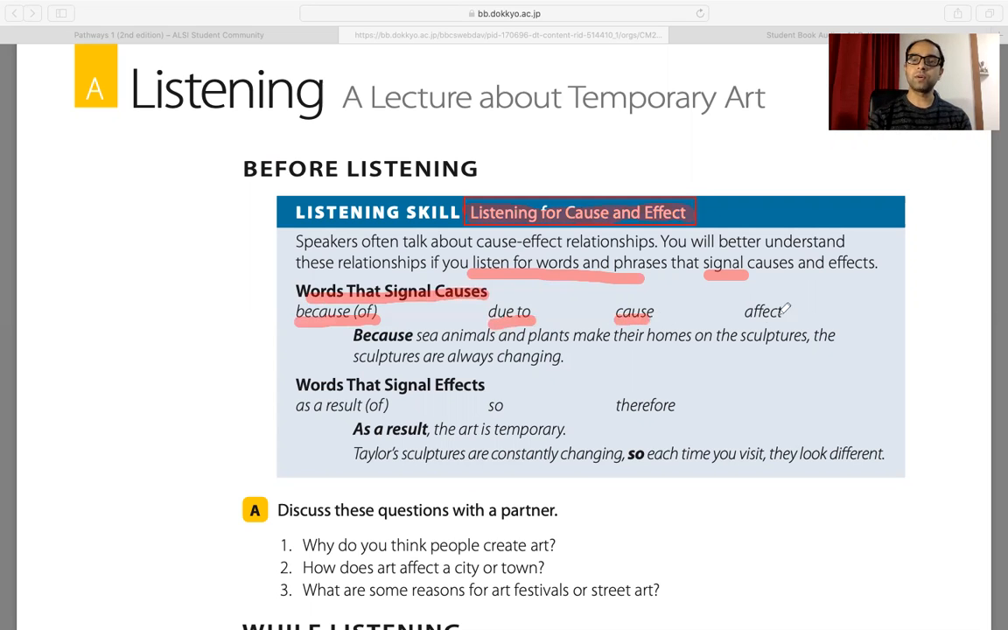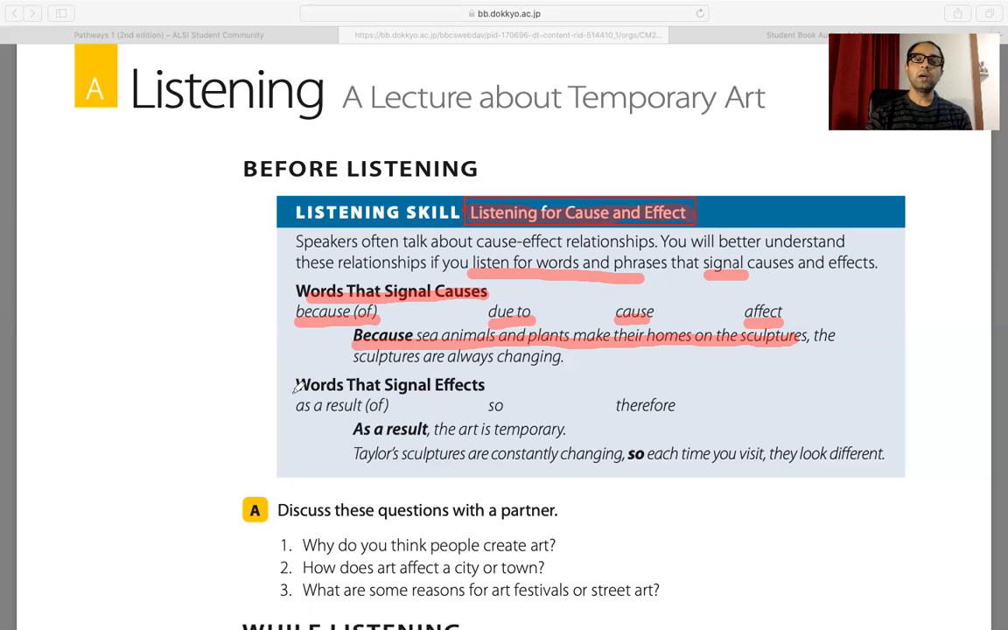Or cause itself, or affect. After affect, the cause comes, okay? For example, because the animals and plants make their homes on the sculptures, the sculptures are always changing. So the reason is that the sea animals and plants make their homes on the sculptures, and the result is that the sculptures are always changing. So this is one way you can easily understand whether the speaker is talking about cause.